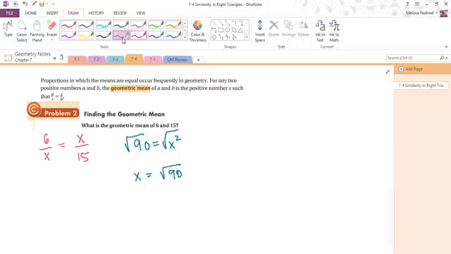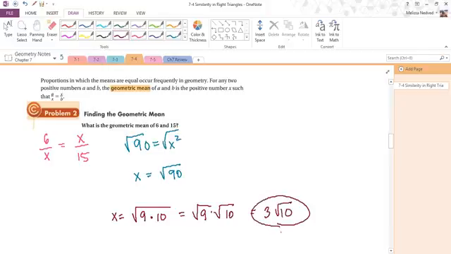So I can rewrite the square root of 90 as the square root of 9 times 10, because 9 times 10 gives me 90, and 9 is a perfect square. And then we have these properties of radicals that say if you're multiplying underneath the radical, you can split that up into two separate radicals, the square root of 9 times the square root of 10, and the square root of 9 is actually 3, so we're left with 3 times the square root of 10. That's simplest radical form. So the geometric mean of 6 and 15 is 3 root 10, or 3 square root of 10. That's what your homework will be looking for. Again, if you need help with that, let me know.